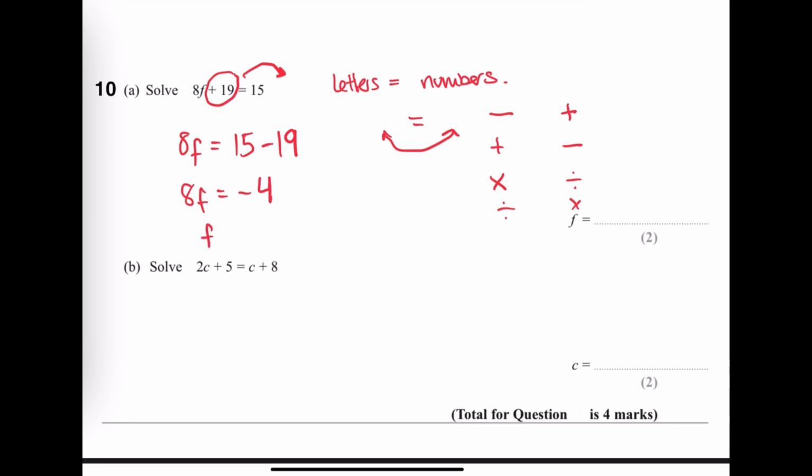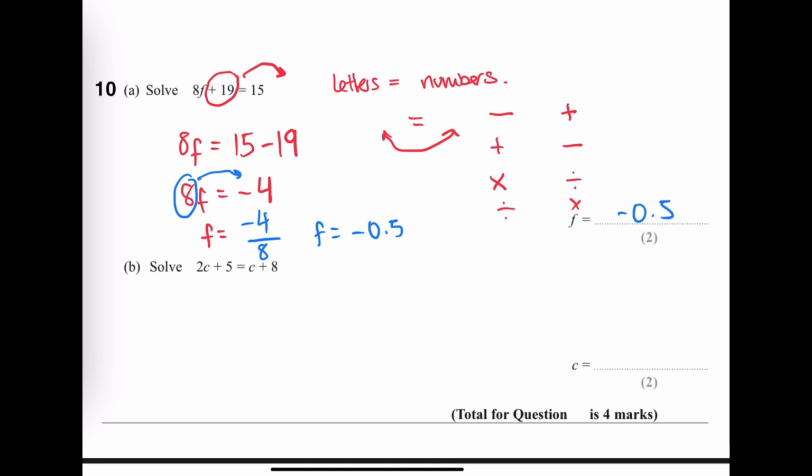Now we'll find f. Because here you times by 8, it's 8 times f. If you put it on the other side, it will be divide. So it will be minus 4 divided by 8, which means f is going to equal minus 0.5.